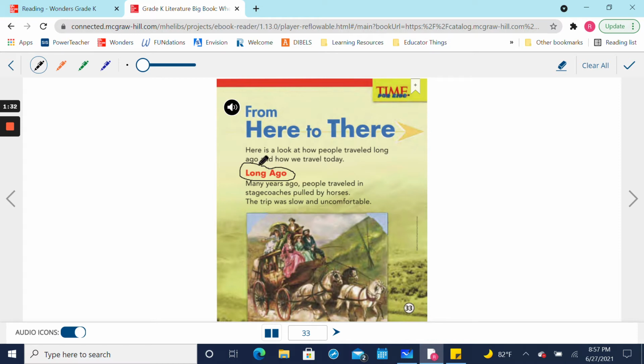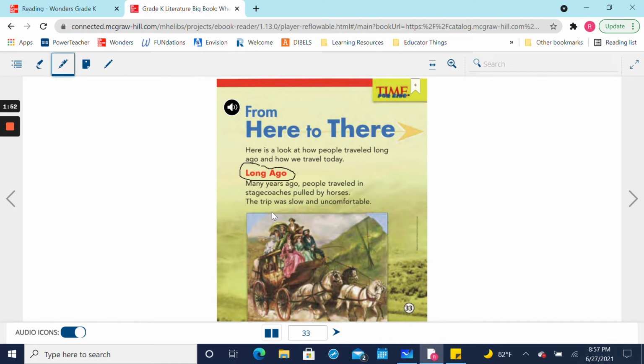So right here it says in red, long ago. So now I know that when I'm reading this, that the information that I'm going to be reading is about how people traveled a long time ago.